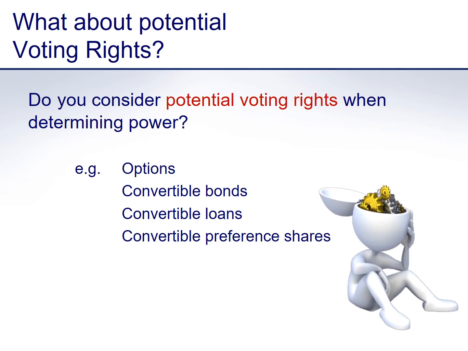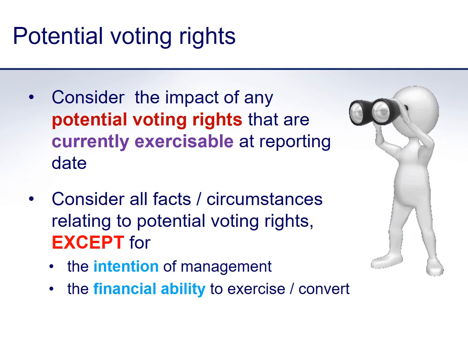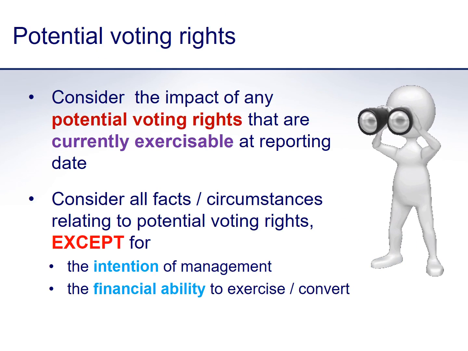Earlier I mentioned that the explanation of power also considers voting rights or contractual rights that may not yet have been exercised. So under the circumstances where, for example, I might have options to acquire shares or convertible bonds, loans, or convertible preference shares, to what extent would we consider potential voting rights in determining power? The standard tells us that you need to consider the impact of any potential voting rights that are currently exercisable at the reporting date.